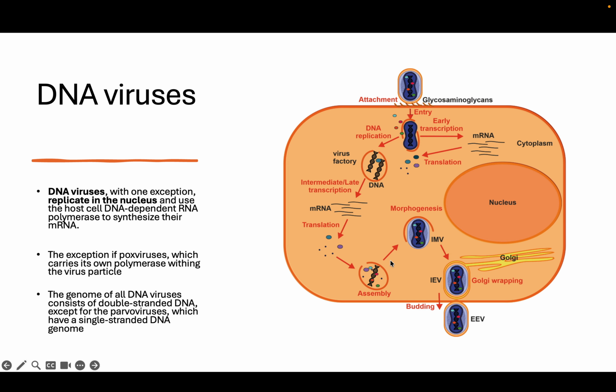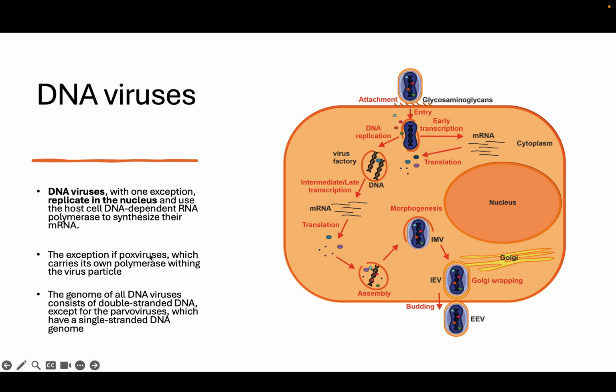So in the case of DNA viruses, with the exception of one DNA virus, they all replicate in the nucleus, because what happens is that the virus goes inside, it will go to the nucleus, because inside the nucleus you have your DNA dependent RNA polymerase. So they're able to go into the nucleus to create your mRNA, because that's where the machinery is found. However, as I said, there's one exception, and that's the pox virus.